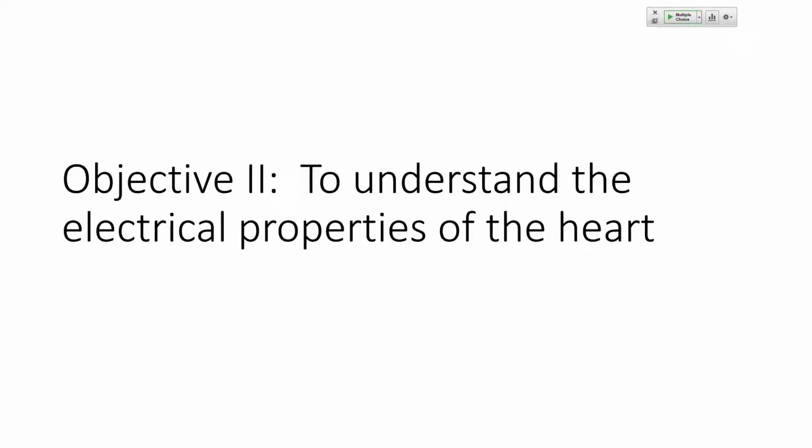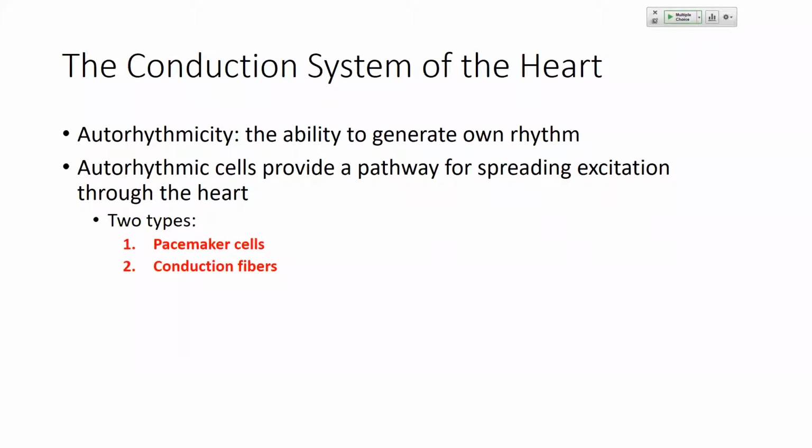The second objective is to talk about the electrical properties of the heart and pretty much the conduction system, which comprises two types of cells in the heart. Now, the heart has this autorhythmicity, the ability of the heart to generate its own rhythm in the absence of any neural input, in the absence of any external stimulus. This autorhythmicity provides a pathway which allows the excitation of the heart to spread.